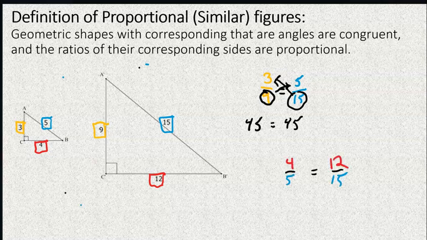Okay, so this time what I did is I put 2 red sides on the top and then 2 blue sides on the bottom. It's a little bit different than the way I set it up last time. This time the scale factor is a little bit clearer, but when I multiply this, 5 times 12 is 60. Then 15 times 4 is also 60.